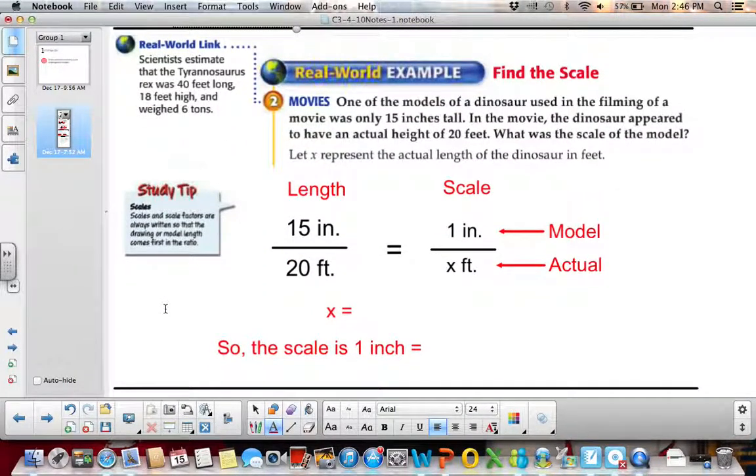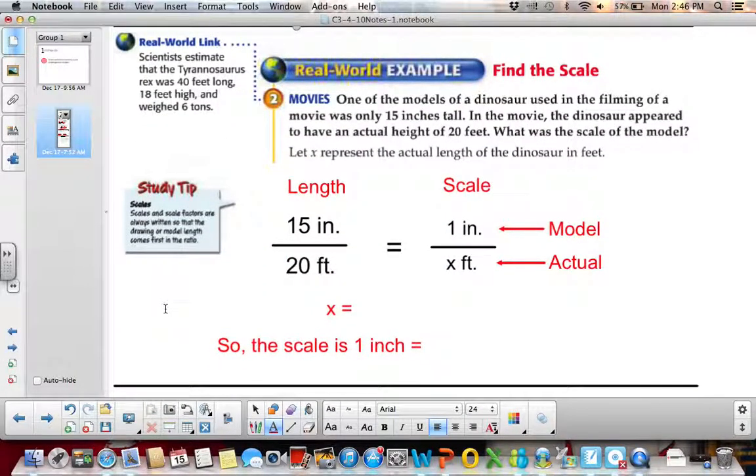Here's another example. One of the models of a dinosaur used in the filming of a movie was only 15 inches tall. In the movie, the dinosaur appeared to have an actual height of 20 feet. What was the scale of the model? This time we're not given the scale, and we need to figure out what the scale is between the model and the actual dinosaur.